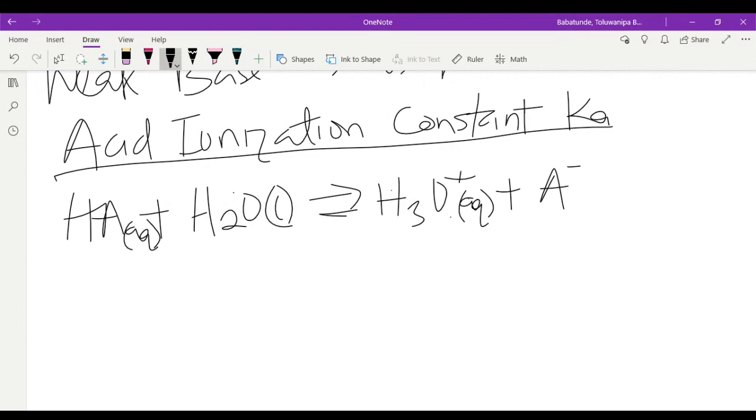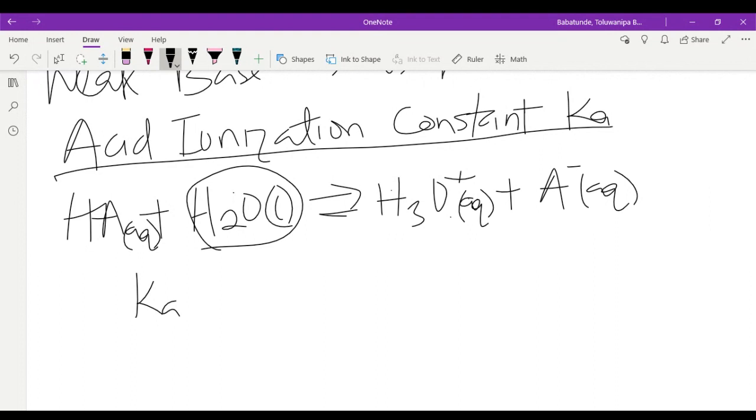So we can write the equilibrium constant expression for this reaction. We know that water is a liquid, so we do not include it in the equilibrium constant expression. Our Ka, the equilibrium constant for this reaction, is called the acid ionization constant, Ka, K of acid.